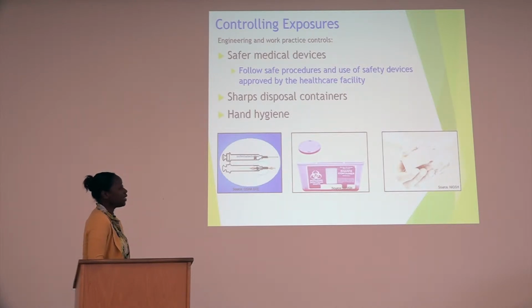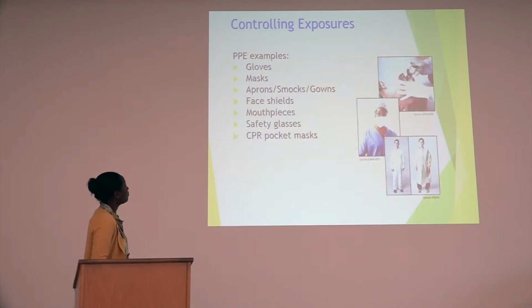Those containers tell you right away that whatever is in there can potentially expose you to a bloodborne pathogen. And of course, hand hygiene must be done before and after contact with any blood or body fluids. In addition to having sharp safety, we have what we call personal protective equipment. They come in the form of masks, gloves, face shield, mouthpiece. And these are optional for you to choose based on what you're doing with the patient at the time.